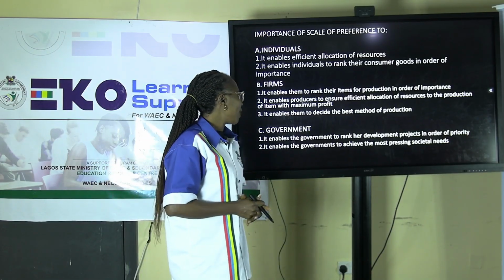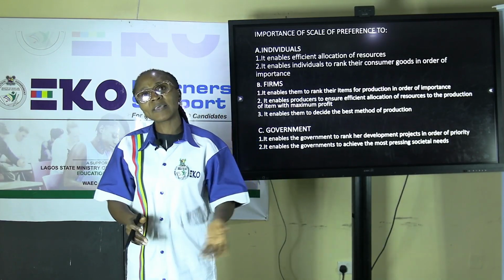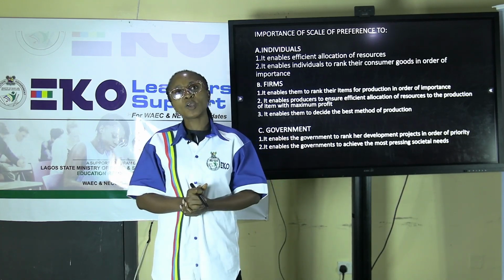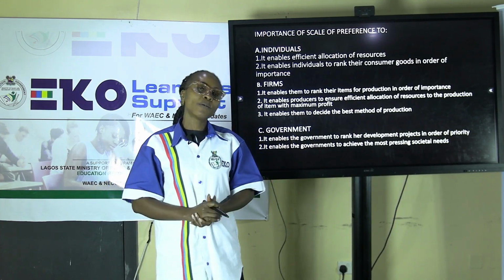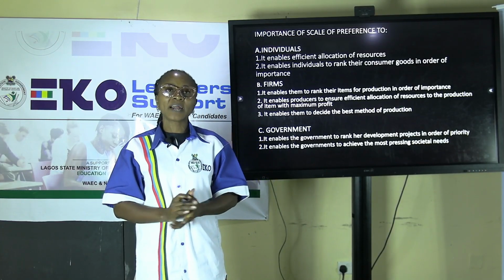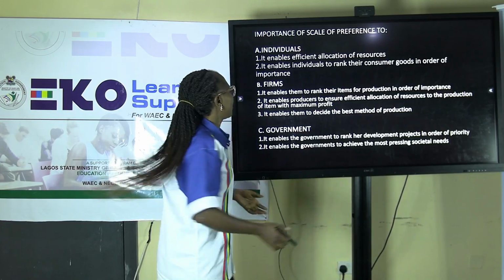Number two, it enables the government to achieve the most pressing societal needs. Like I said the other time, the knowledge of scale of preference will enable our government to be able to embark on the most important societal needs and to be able to satisfy them at a particular period of time.